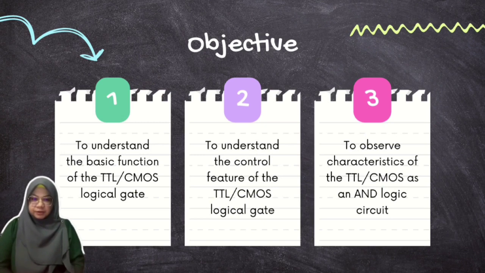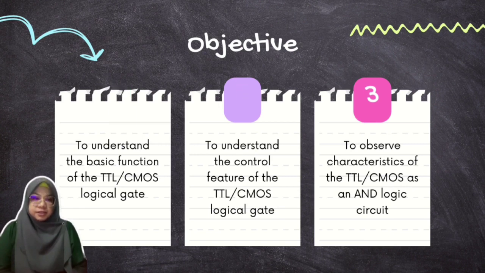I will present on the objective of experiment 2. First is to understand the basic function of the TTL or CMOS logical gate. Second is to understand the control feature of the TTL or CMOS logical gate. And third is to observe the characteristic of the TTL or CMOS as an AND logic circuit.